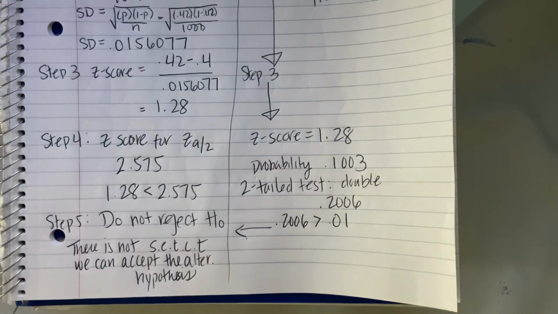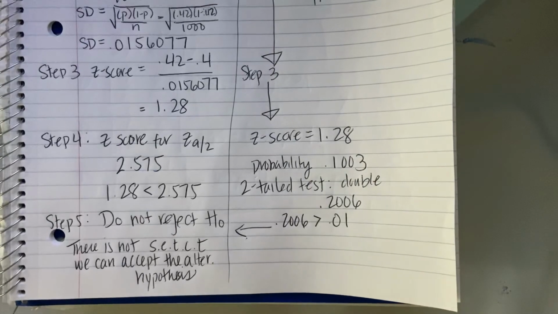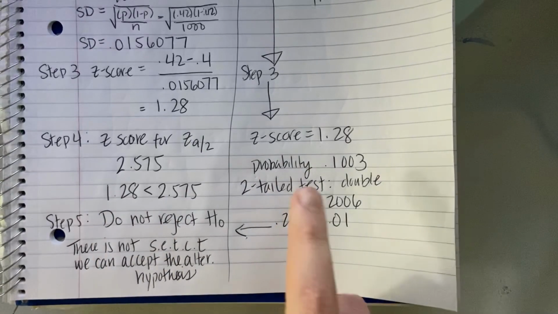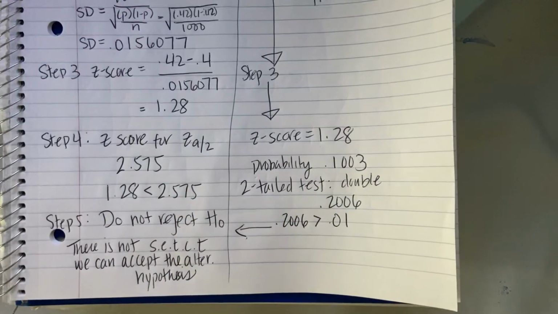So the only thing that's different between the p-value approach and the classical approach is what you're comparing. In the classical approach, you're comparing z-scores. In the p-value approach, you're comparing the chances for things to happen. So that's the only difference there.